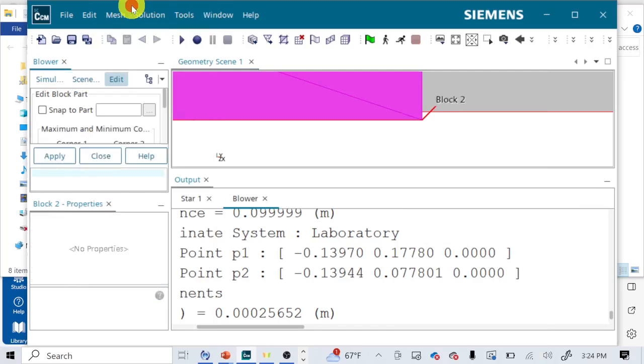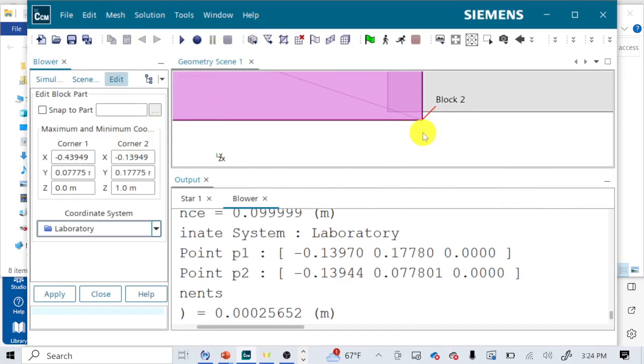One thing we can do is if we right click on the block, we can say edit part in current scene, and we can tweak the Y values. So hopefully they match slightly more exactly. Could you also use the snap to part? No, not really, because the entire fan is one part. Oh, there we go. It looks like that.